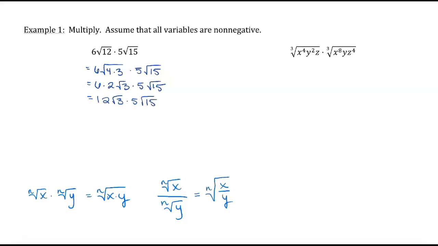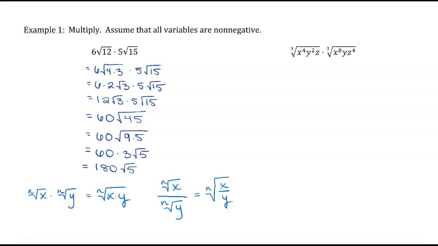Now let's multiply the 12 and the 5 to have 60, and let's multiply the radicands. We have the square root of 3 times 15, or the square root of 45. The last step is to simplify the square root of 45. 45 is divisible by the perfect square 9, so we'll write this as the square root of 9 times 5. The square root of 9 is 3, and multiplying, we have 180 times the square root of 5.